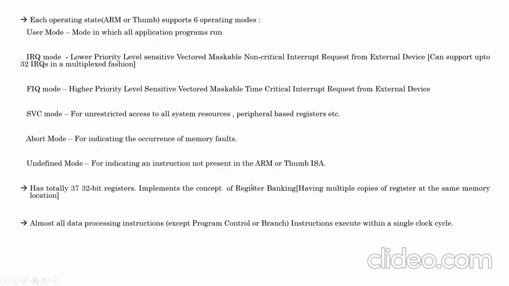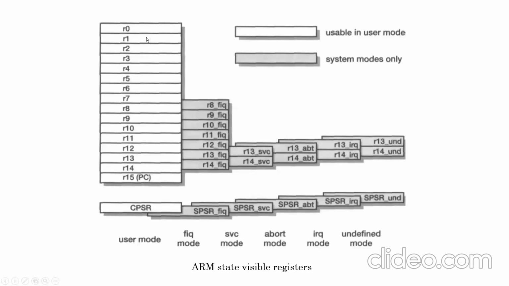So I'm saying 37, 32-bit registers. 1, 2, 3, 4, 5, 6, 7, 8, 9, 10, 11, 12, 13, 14, 15, 16, 17, 18, 19, 20, 21, 22, 23, 24, 25, 26, 27, 28, 29, 30, 31, 32, 33, 34, 35, 36, 37. So totally 37 registers could be accessed in ARM instruction set mode.